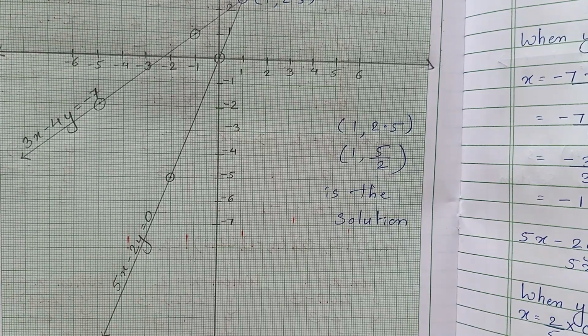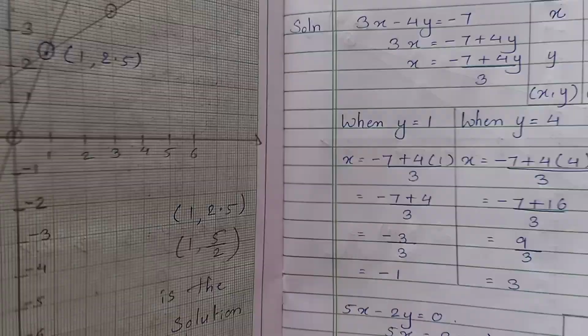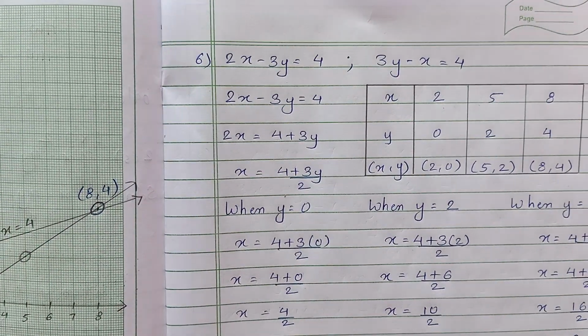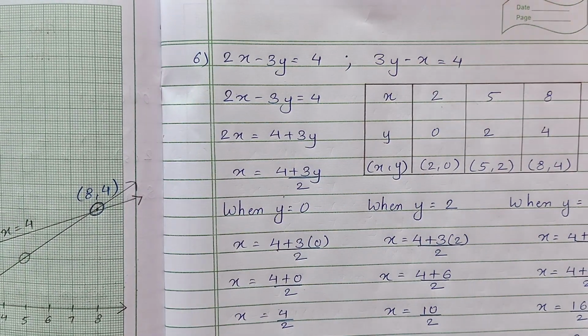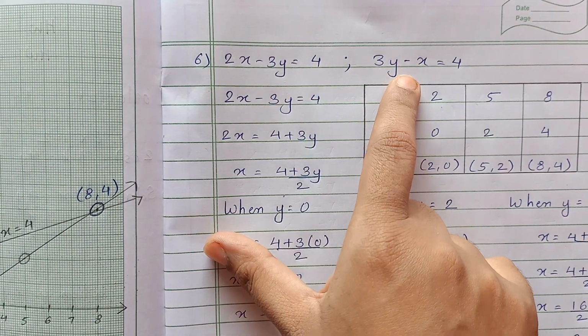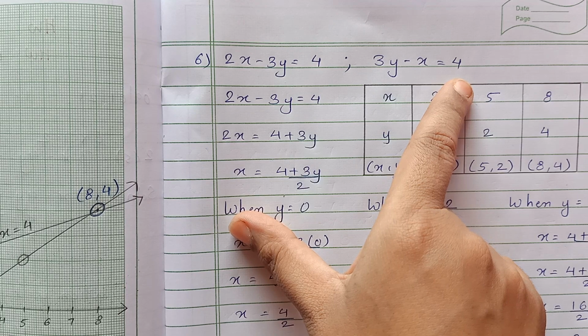So this is how you solve graphically. Now question number 6 is also solved in a similar way, children. Question number 6, the first equation is 2x minus 3y equal to 4, and the second is 3y minus x equal to 4.